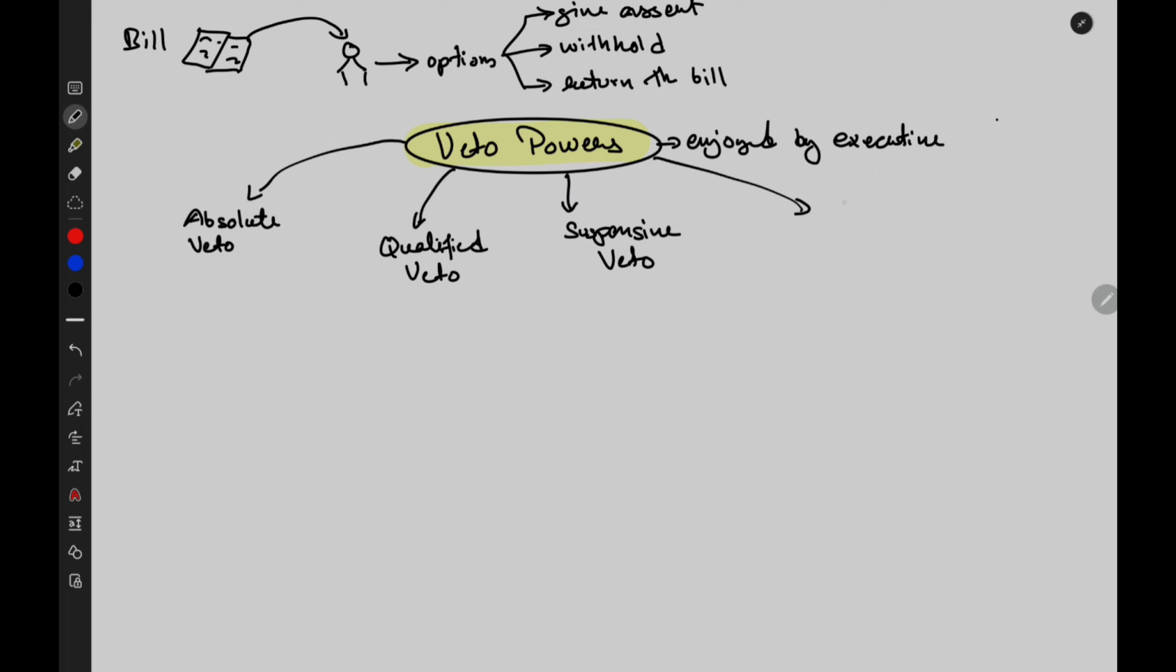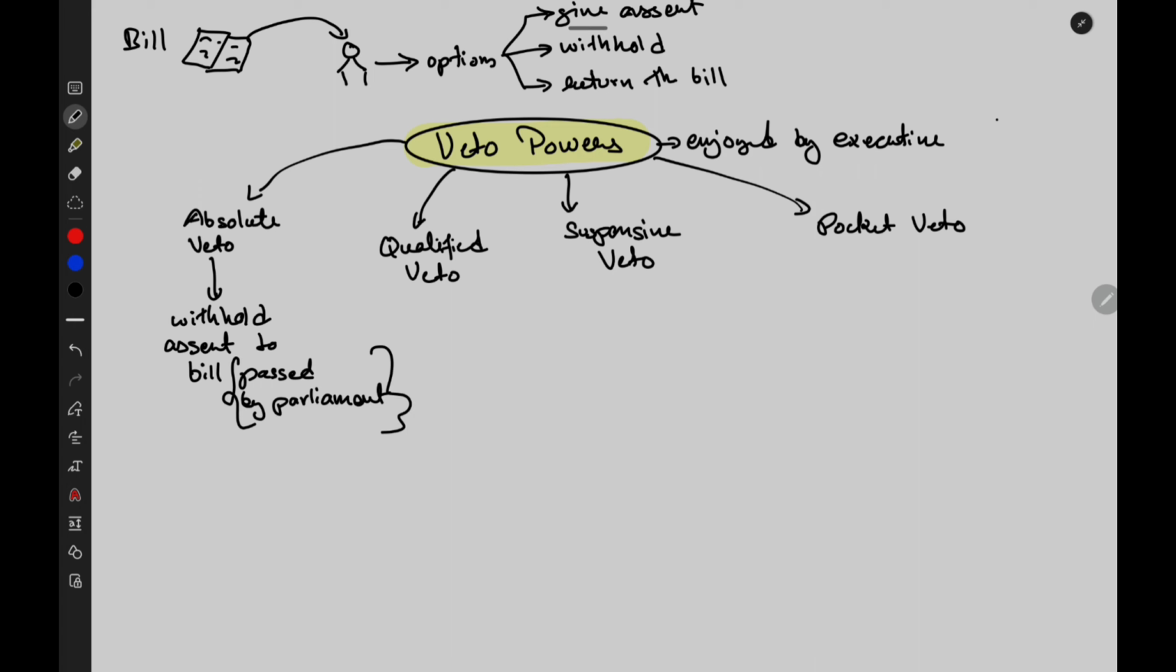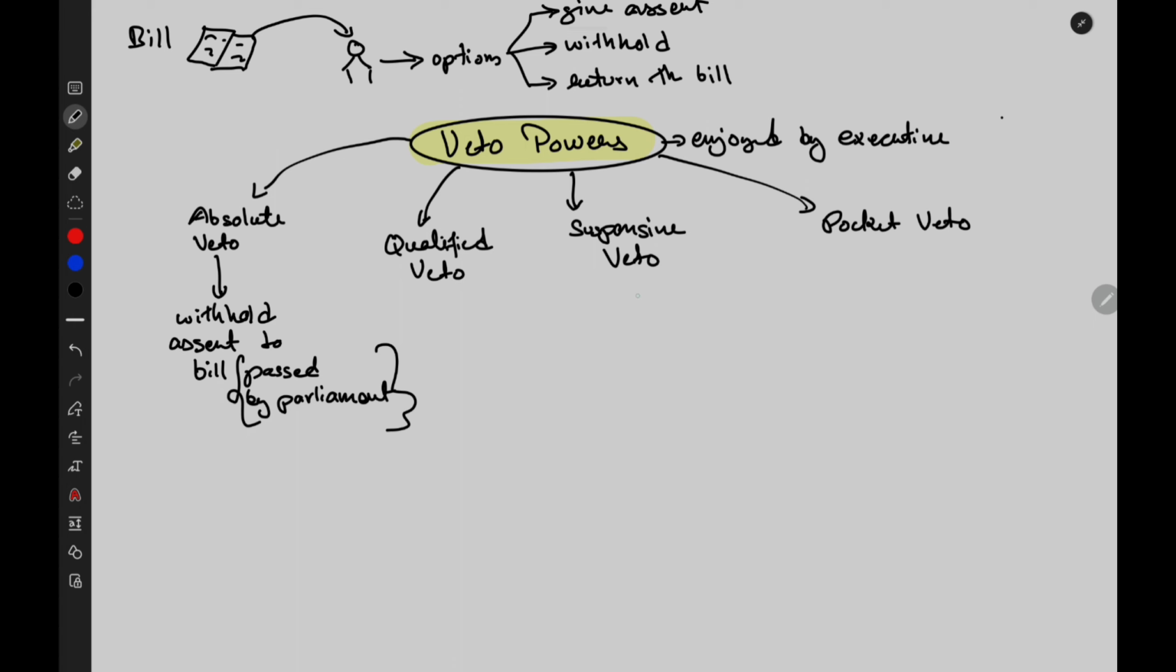Now, talking of the veto power, which is enjoyed by the executive, veto power consists of absolute veto, which is withhold the assent to the bill. Absolute veto means withhold the assent to the bill passed by the parliament. Another is qualified veto, suspensive veto, and pocket veto.